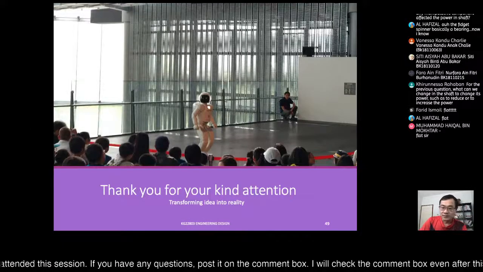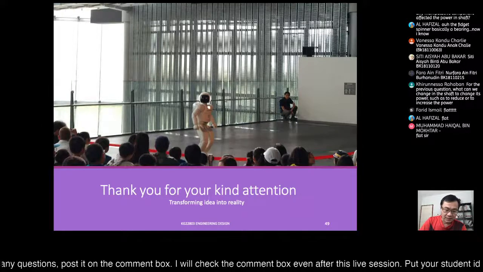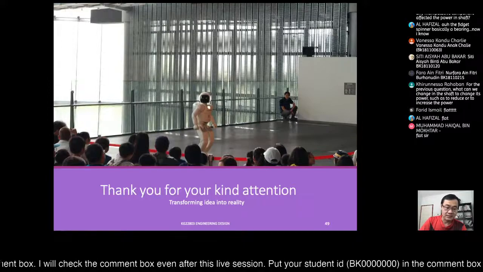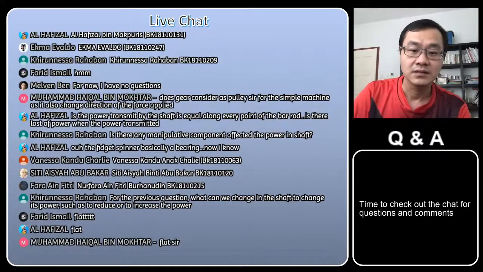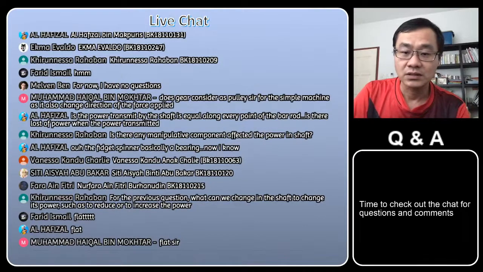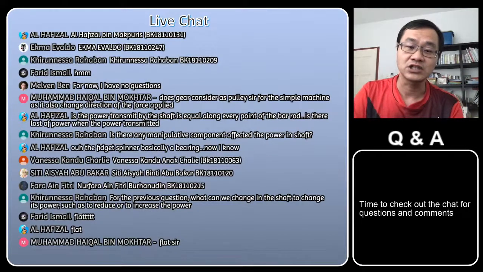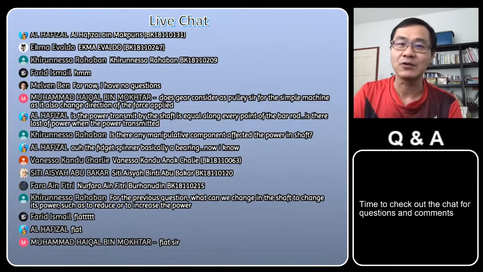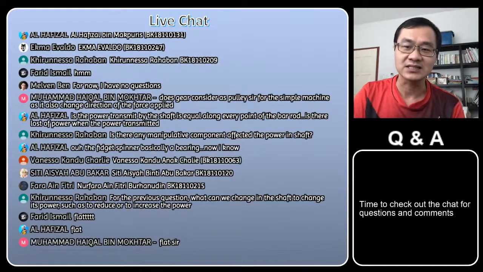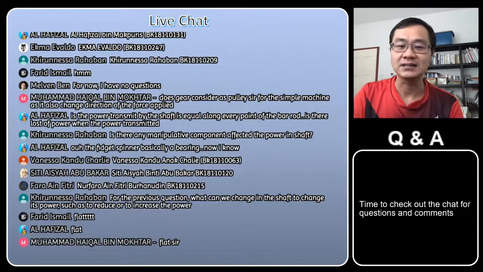So that's all for this part, and we check if there are any more questions before we end this. Previous question: what can we change in the shaft to change its power, such as reduce or increase the power? For the shaft itself, we cannot actually change the power. The purpose of the shaft is just to transmit power from one end to the other end. If you want to change the torque and so on, then you need gears, pulleys and other things combined with the shaft.